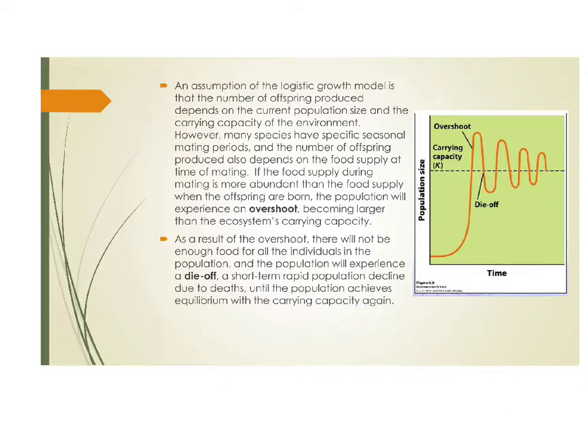As a result of the overshoot, there will not be enough food for all the individuals in the population, and the population will experience a die-off, which is a short-term rapid population decline due to death until the population achieves equilibrium with the carrying capacity again. And that's what you're seeing right here. And this is actually a graph straight out of your textbook.